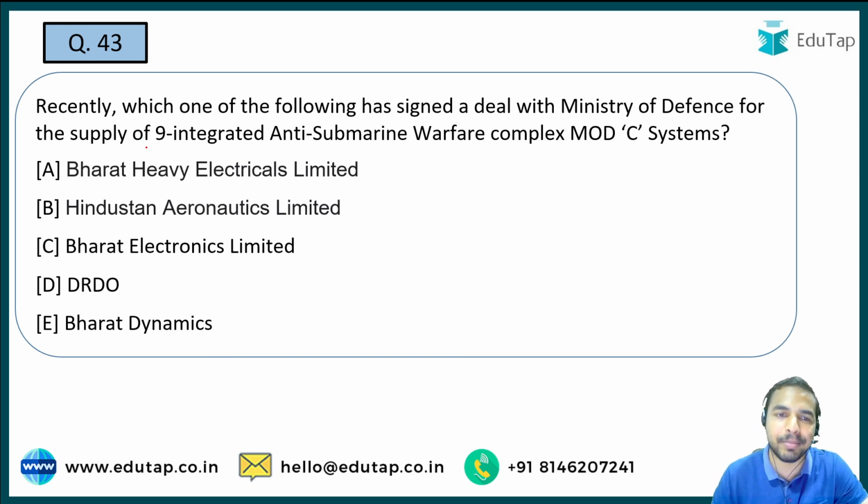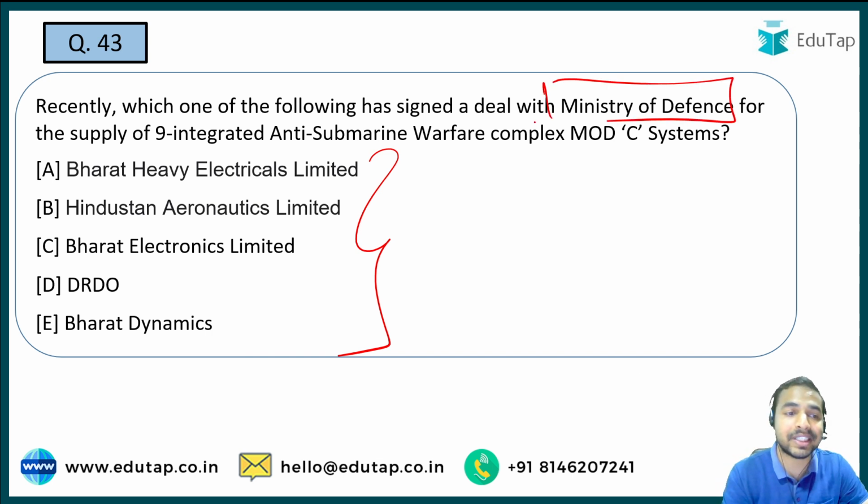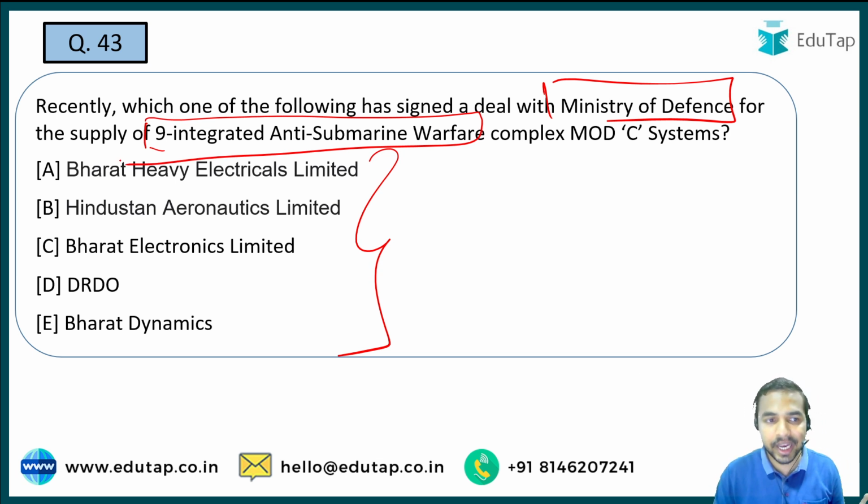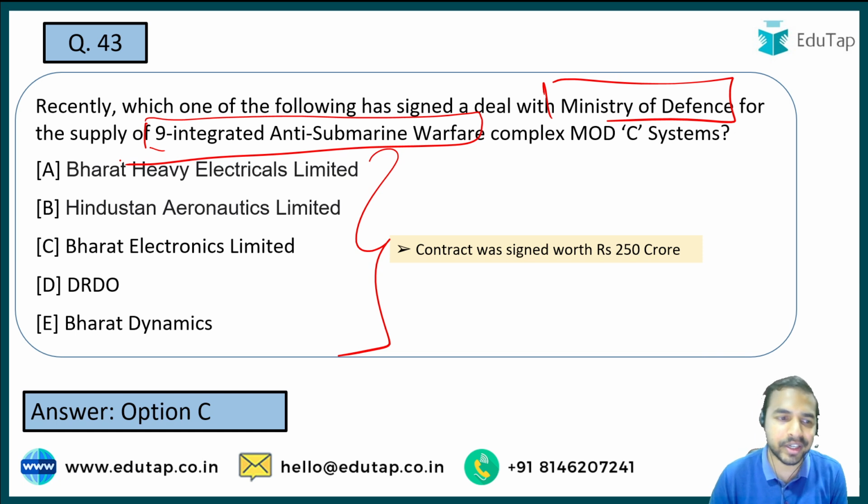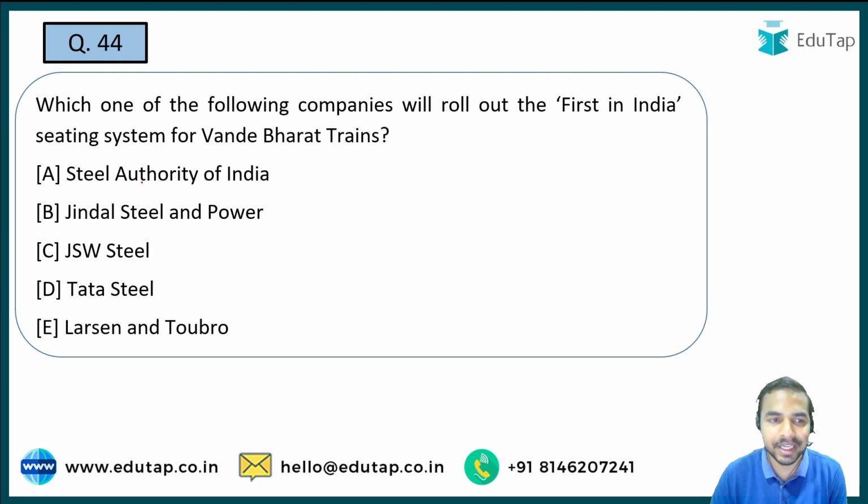The next question: you are going to tell me which of the following has signed a deal with the Ministry of Defense for the supply of 9 integrated anti-submarine warfare complex MODC systems. See guys, the questions that we have discussed in this particular session are really very important, and these are on the similar dimensions across which the questions are being asked in the exam as well, and that is why they are really very important to be covered. ठीक है. So here the right answer to the question is Bharat Electronics Limited, with which the MOU has been signed by the Ministry of Defense for the supply of 9 integrated anti-submarine warfare complex MODC systems. ठीक है जी. Let's move on to the next question.